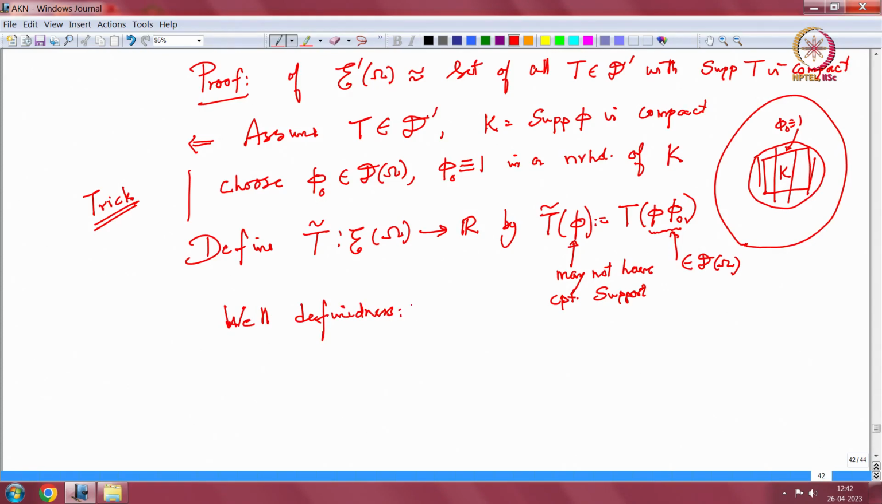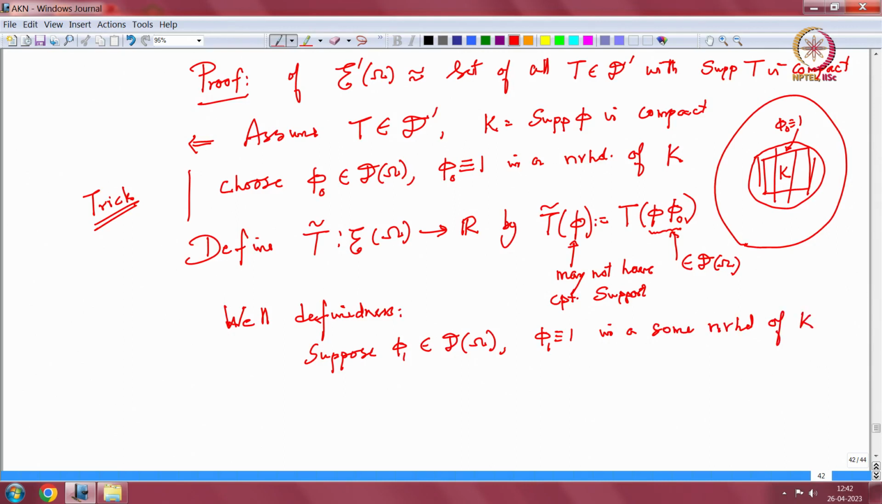What is the meaning of well definedness? Suppose someone chooses another function, phi 1, another neighborhood. I am going a bit slowly and writing again. The only condition is that it should be 1 in a neighborhood of K. Suppose phi 1 in D omega is identically 1 in some other neighborhood, not necessarily the same neighborhood, of K.